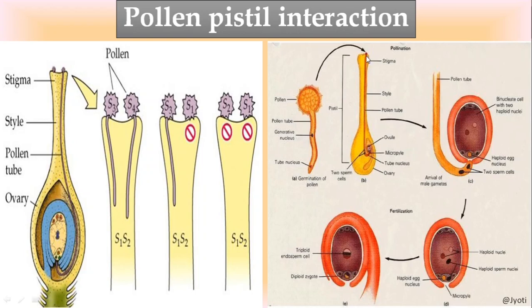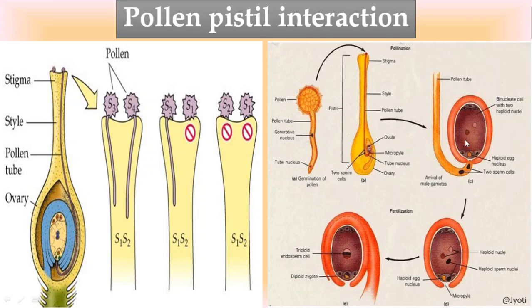When it reaches the ovule, here you can see in this diagram, the pollen tube has reached the ovule, and in the ovule what happens? Here are the two sperm cells, or male gametes. Now it releases the two male gametes here, and one of the male gametes fuses with the egg, and it forms a zygote. Then what happens to the other male gamete? The other male gamete is also released and fuses with the secondary nucleus to form the endosperm nucleus.